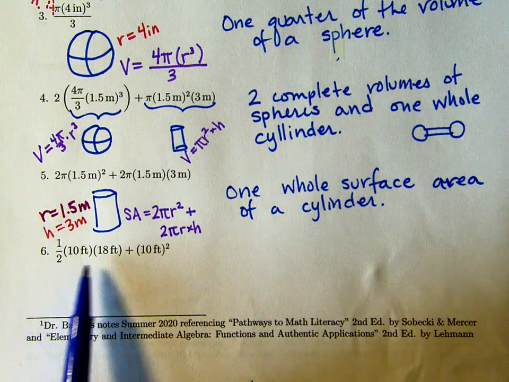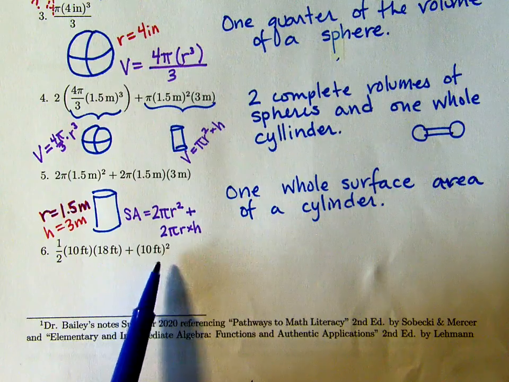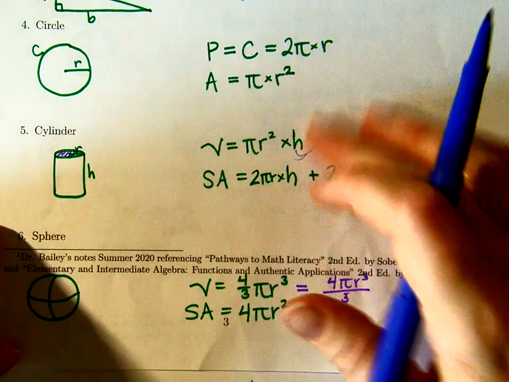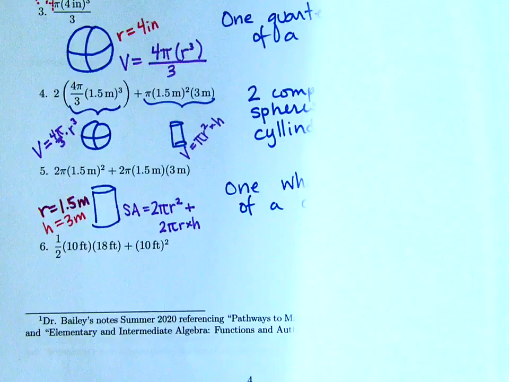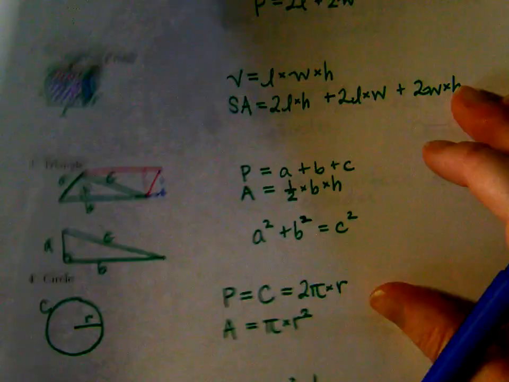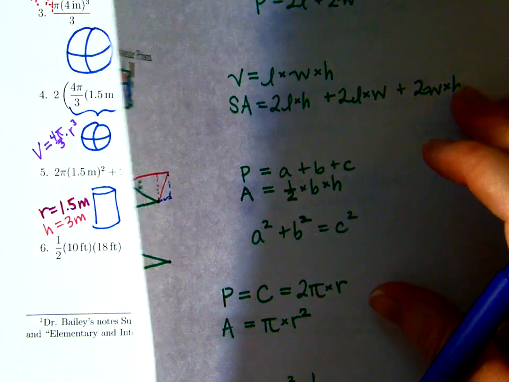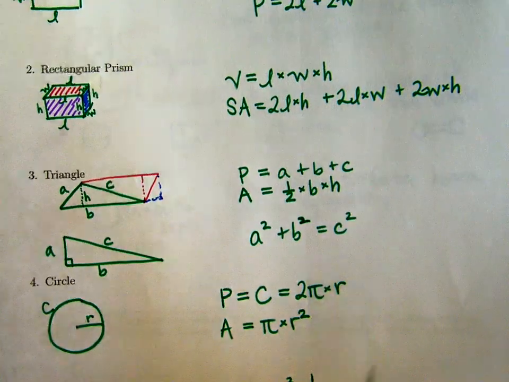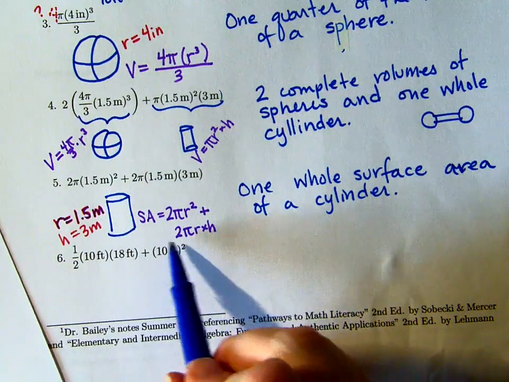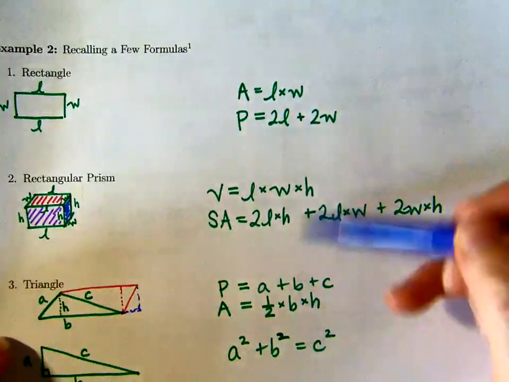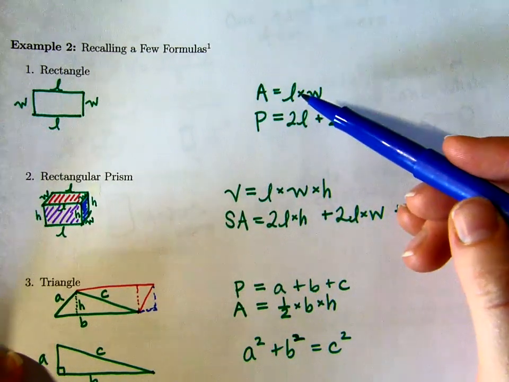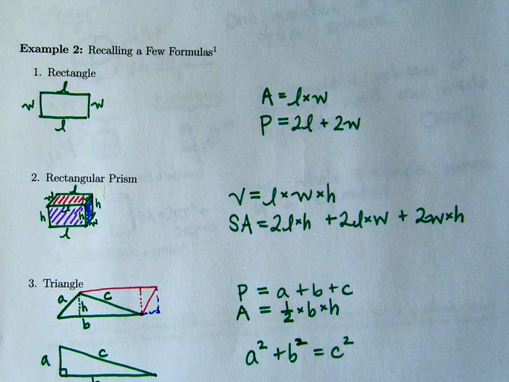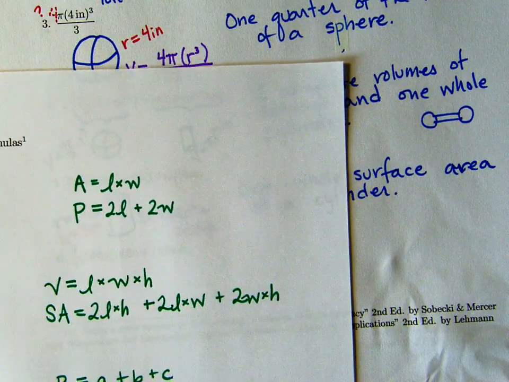Okay, half of a 10 by 8 plus a 10 squared. Okay, there are no pies, so I feel like I'm out of circle land. We do have a half, maybe this is a half of a base times a height, so an area of a triangle, and then plus, there are none of those here. But we have to remember something. Okay, so I'm going to tack this on.